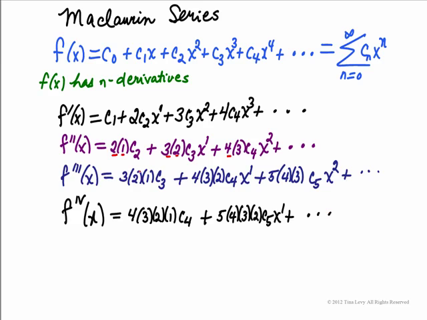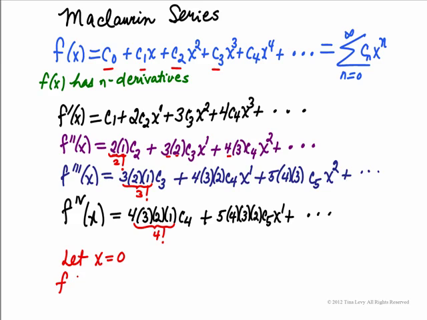One thing we'll notice here, I have 2 times 1. I can think of that as 2 factorial. 3, 2, 1 is 3 factorial. 4, 3, 2, 1 is 4 factorial. What we're going to do now is we are going to let x equal 0. And in doing that, we're going to find a way of replacing all these constant terms that are in front of the x to the power.